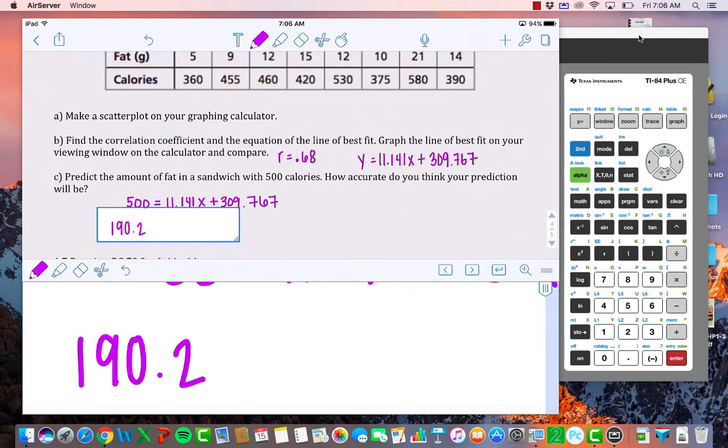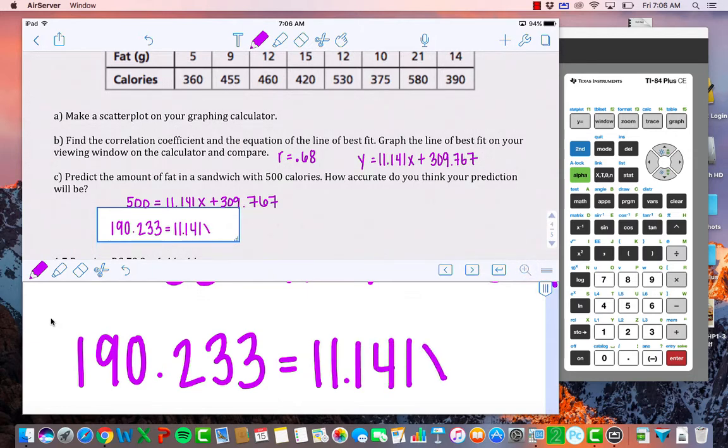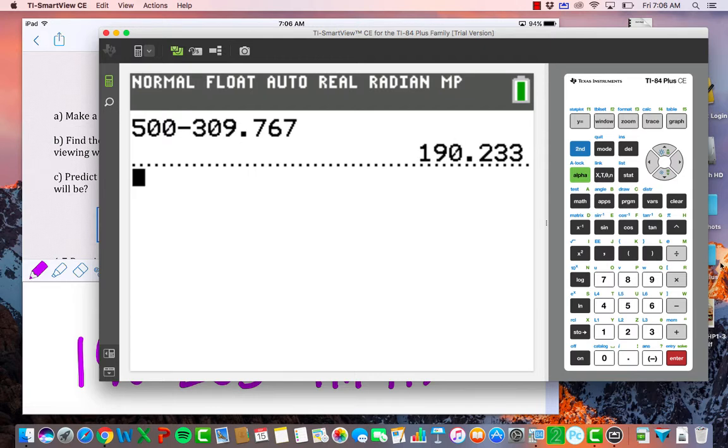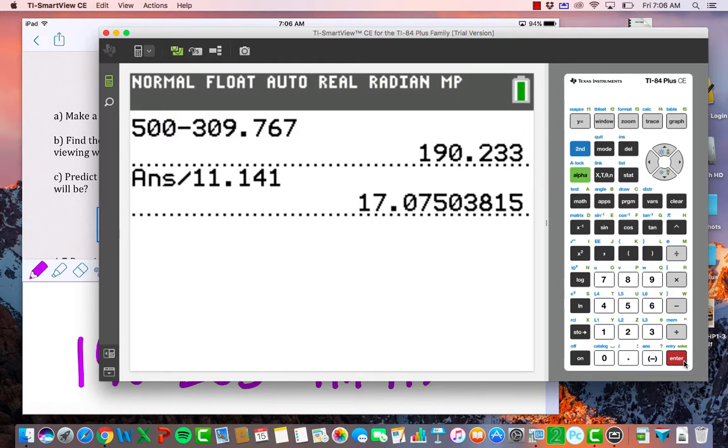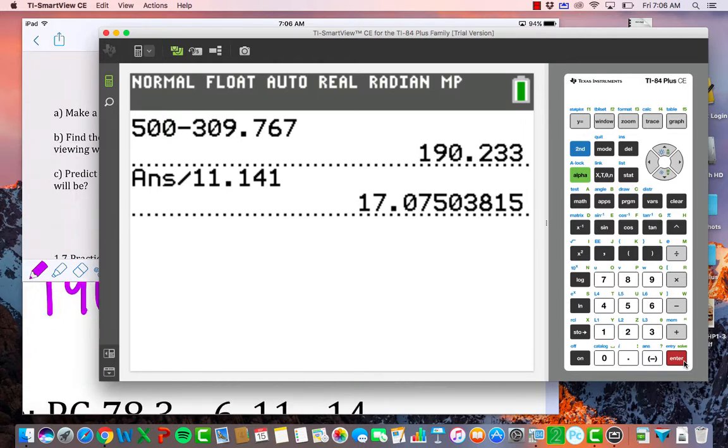190.2, was it 223? No, 233. 190.233 equals 11.141x. I'm going to divide both sides by 11.141 to get x is equal to 17.075.